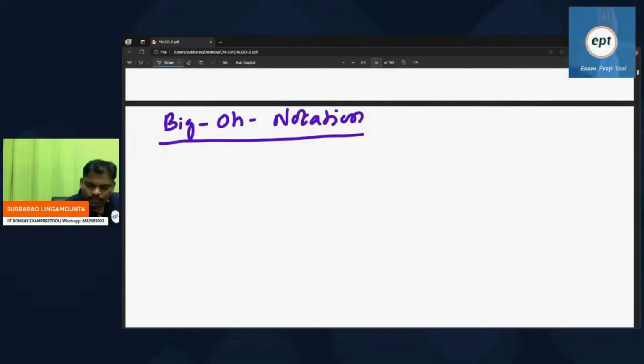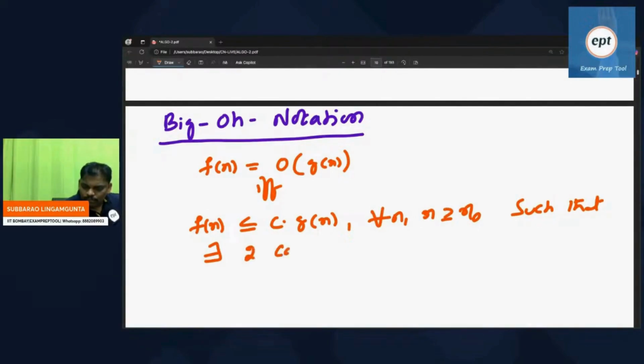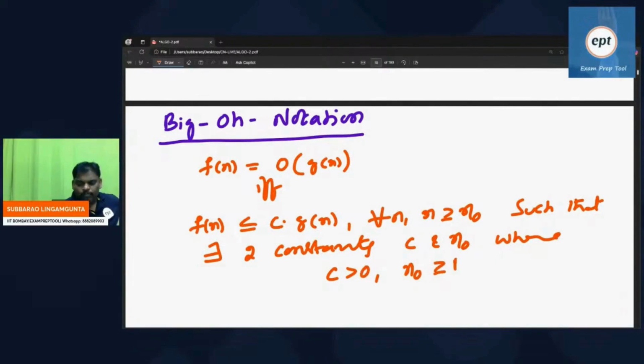So I'm writing the big O notation. f of n is equal to big O of g of n if and only if f of n is less than or equal to some c into g of n, for all n where n is greater than or equal to n0, such that there exist two constants c and n0 where c is greater than 0 and n0 is greater than or equal to 1. So this is the definition.